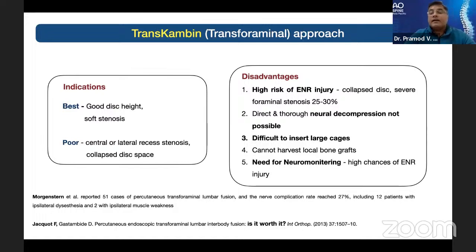Direct neural decompression is not possible with this technique. It is difficult to insert large size cages. If the facet is intact, you cannot insert very large size cages, and you cannot harvest local bone graft. The best way to avoid complications is to use neuromonitoring in such cases. So these are the disadvantages of the transforaminal approach.